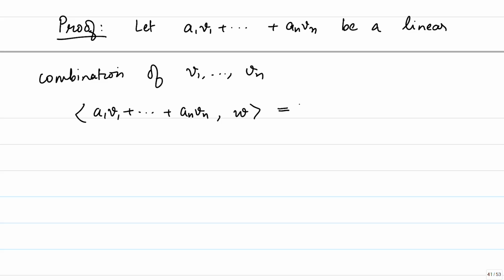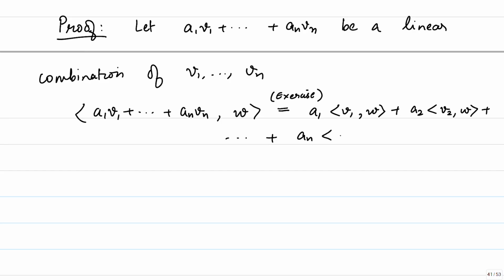But by linearity, by an induction argument on linearity, I will just leave it as an exercise for you to check, this is a1 times the inner product of v1 with w plus a2 times the inner product of v2 with w plus dot dot dot an times the inner product of vn with w.